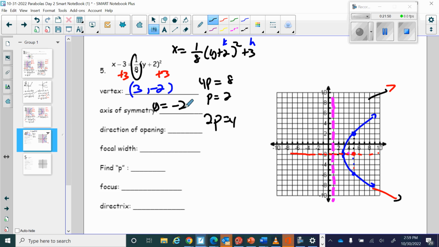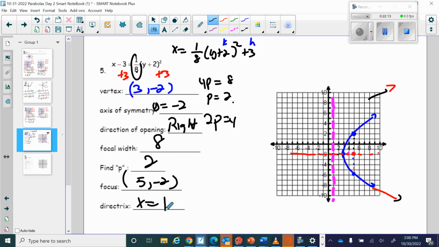Opening, right. Focal width, 8. Find p, we found that as 2. The focus is at (5, -2), and the directrix is at x is equal to 1.